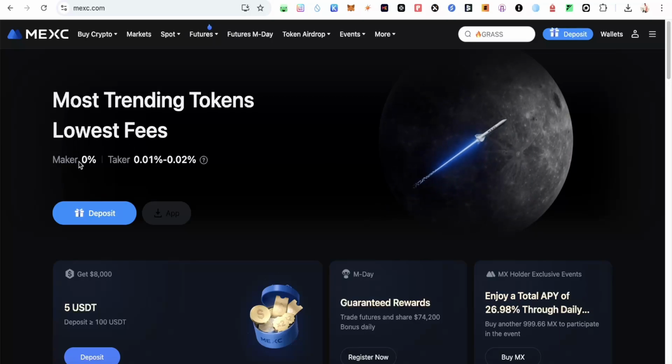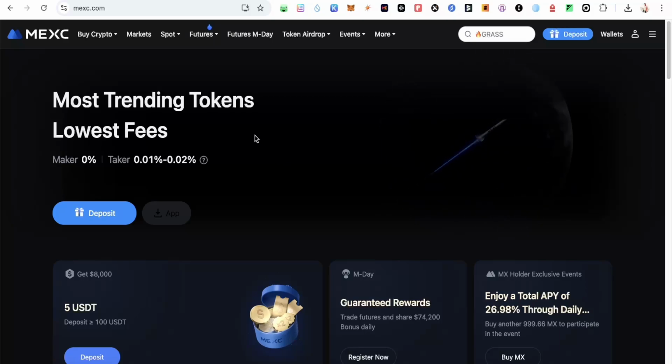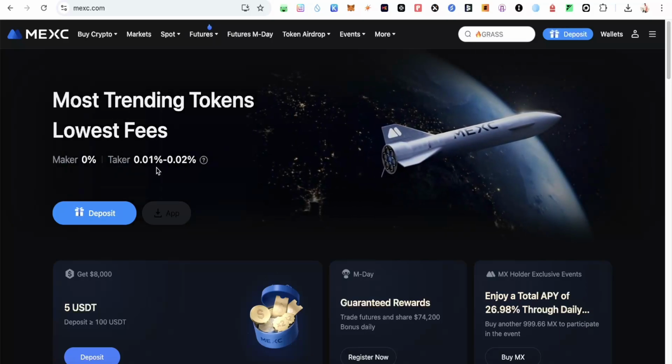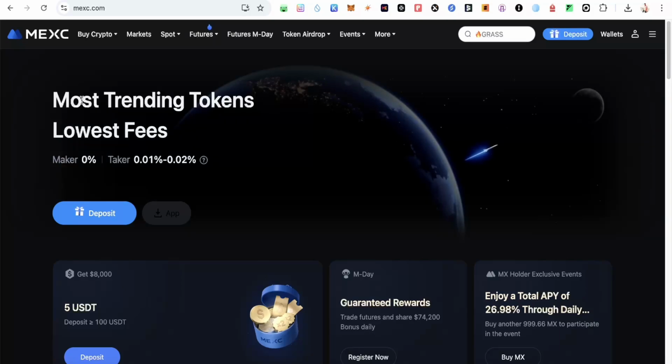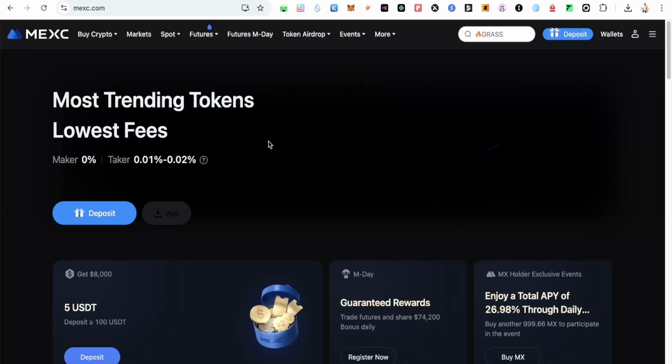Now, as you can see, Mexi Global has the lowest buying and selling fee. There is no buying fee, only a selling fee anywhere between 0.01 to 0.02% depending on the type of trade. For spot, I think it's 0.02 and for futures, it's only 0.01%. So if you're dealing mostly in futures, this is one of the best centralized exchanges for opening your futures trade.